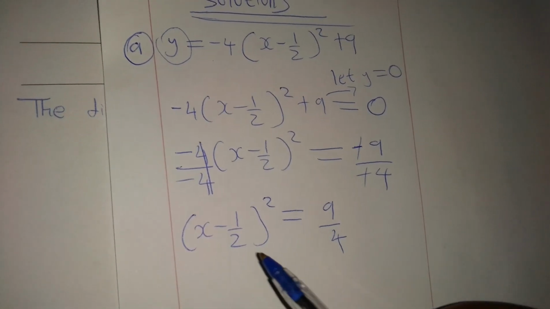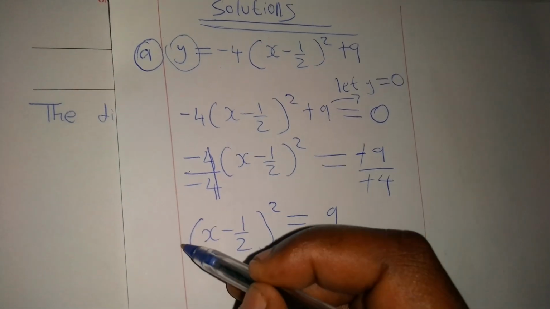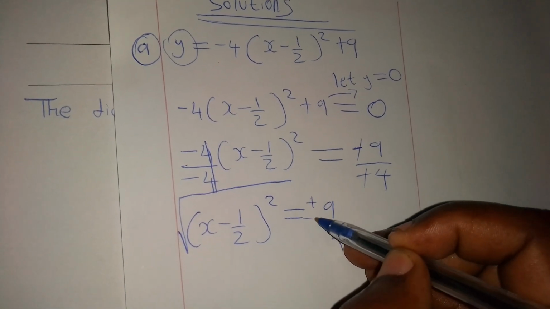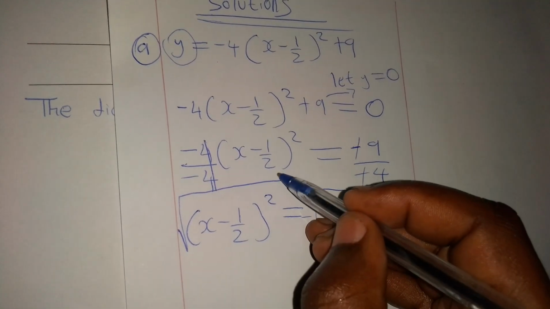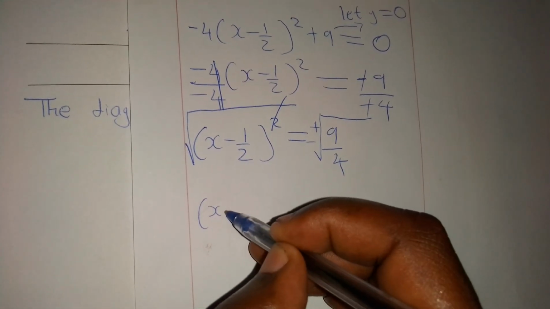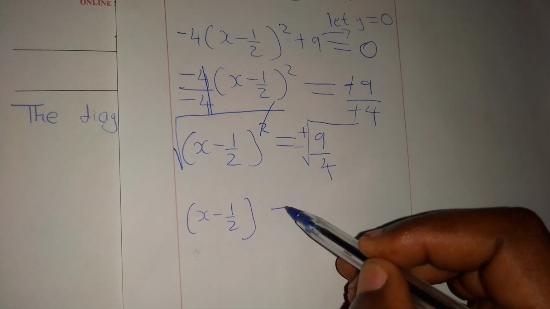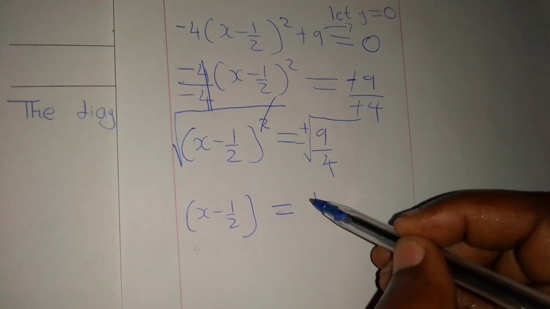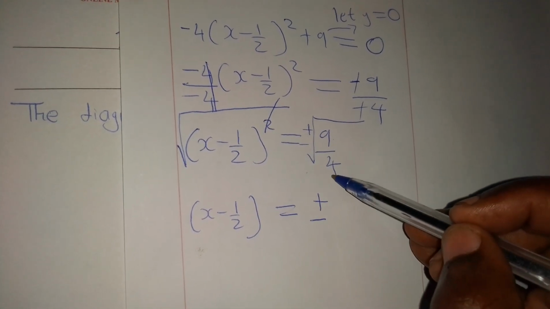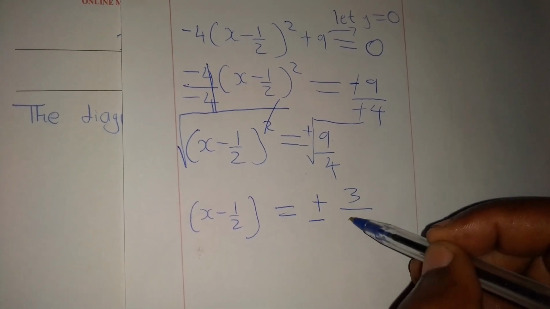My objective here is to find the value of x. This is where completing the square comes in. So I'll square root this side to get rid of the power 2. Then I'll say positive or negative when I square root this side. Then I'll cancel the 2 with the square root and remain with x - 1/2, equals positive and negative. Now this square root affects 9 and at the same time it affects 4. So the square root of 9 is 3, and the square root of 4 is 2.